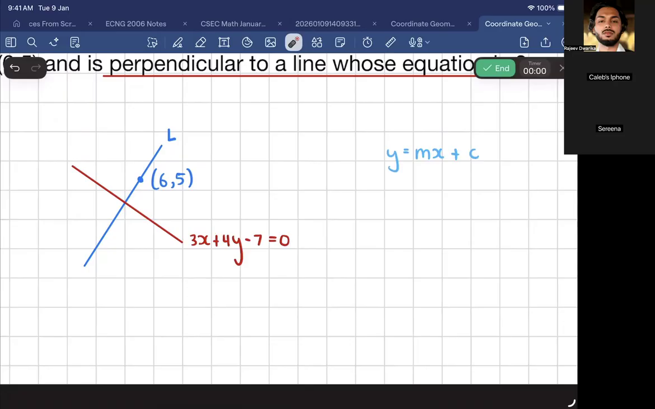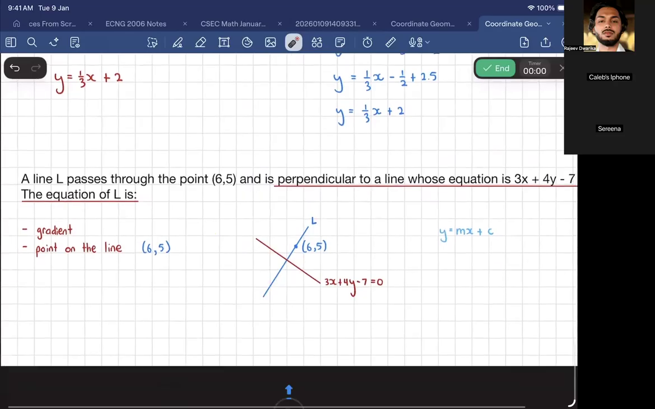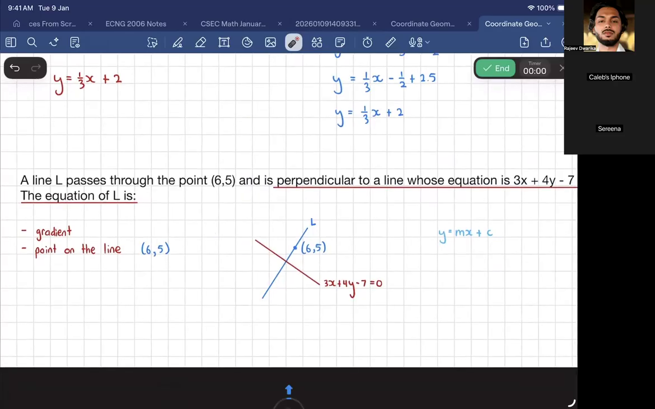So Caleb, back to the drawing board. What do they want us to find the equation of? L. And L is a line. Now, to find the equation of a line, what two things do I need? A gradient and a point on the line. Which one do we have already? The point on the line. So what we need to figure out now is the gradient. The gradient of the red line or the gradient of the blue line? The red.